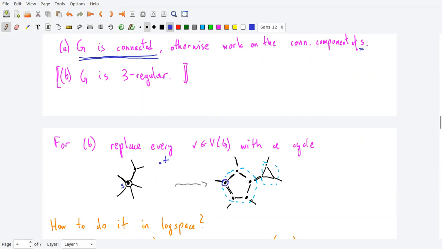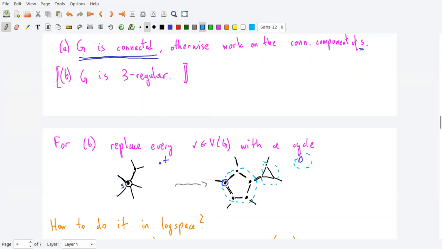And if I now want to check whether, say, S is connected to some vertex T here, I need to pick any vertex from here and any vertex from the cloud of T, and check whether they are connected in this modified graph. Right. So this preserves connectivity, and it makes the graph three-regular.